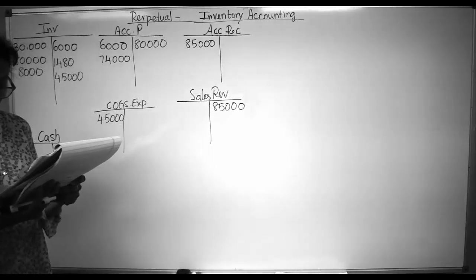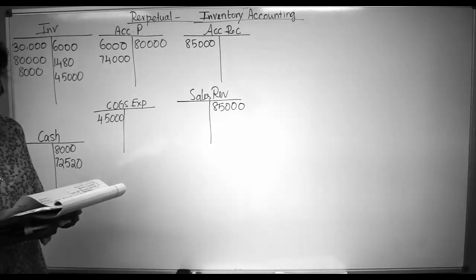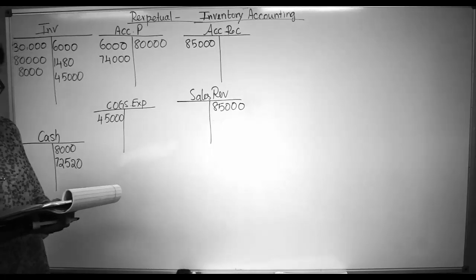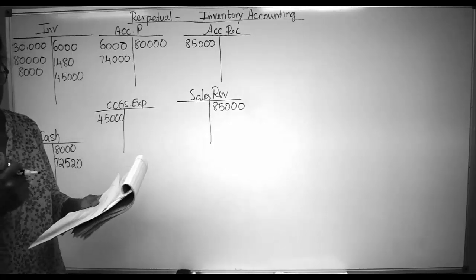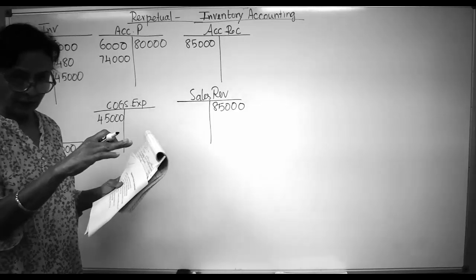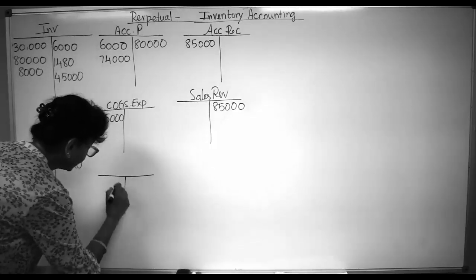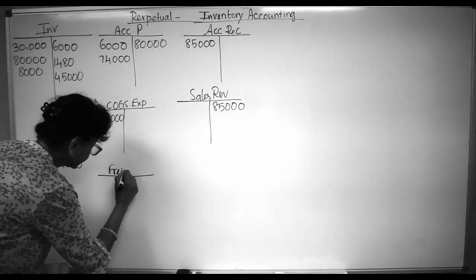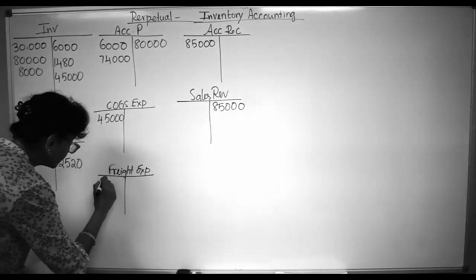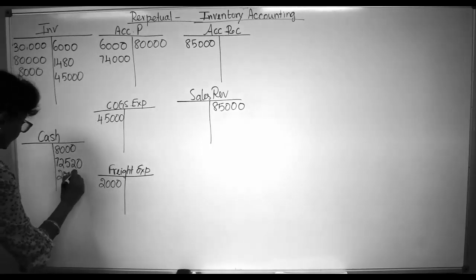The customer in the above sale is given a credit term of 1/15 and N/30 and company ABC paid the freight out. So here the company ABC is paying the shipping cost to ship the sold items to the customer. So this is an expense. So you will debit freight expense $2,000 and you credit cash $2,000.